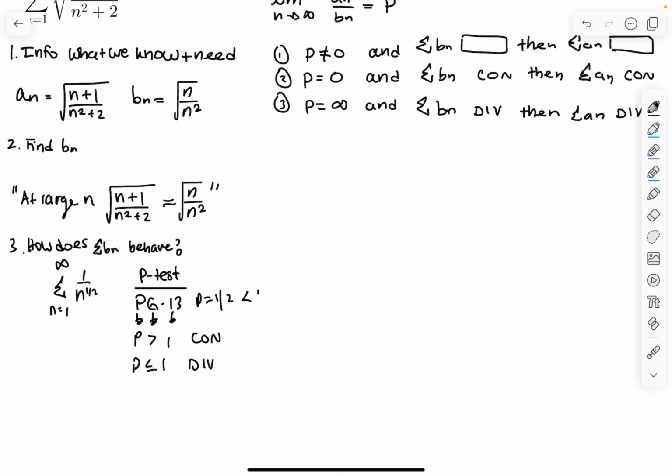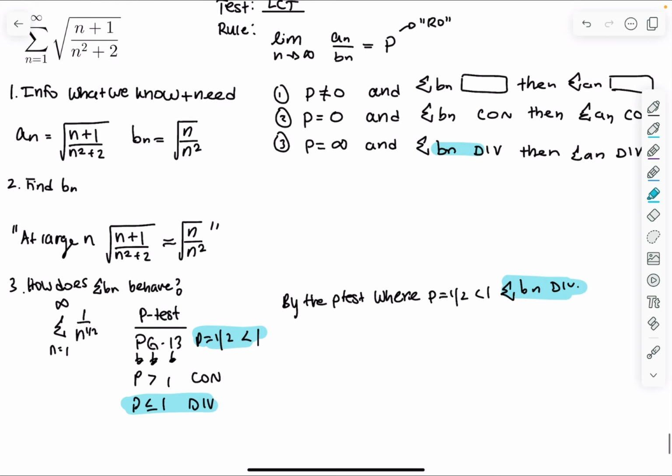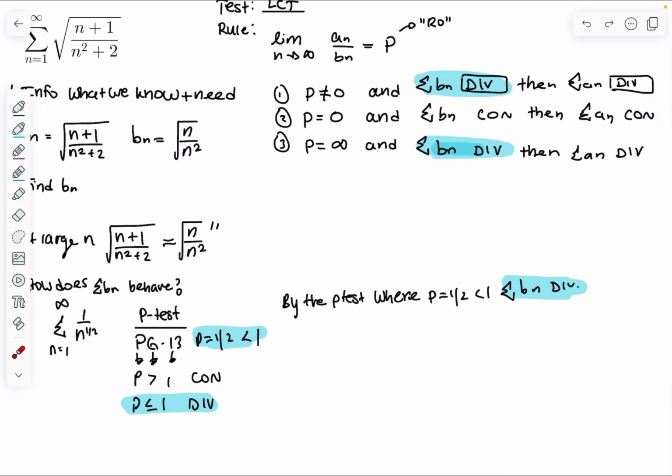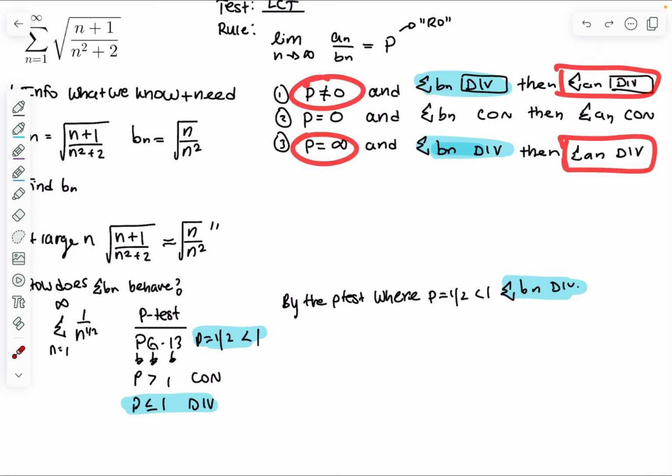That's obviously less than 1, because you're taking 1 and dividing it, so you're making it smaller. And because p is less than 1, the series diverges. So already we have that the series b of n diverges. Remember, these always have to be the same. So already we have two options. Either the series a of n is going to diverge, or the series a of n is going to converge, but they will do so for different reasons.